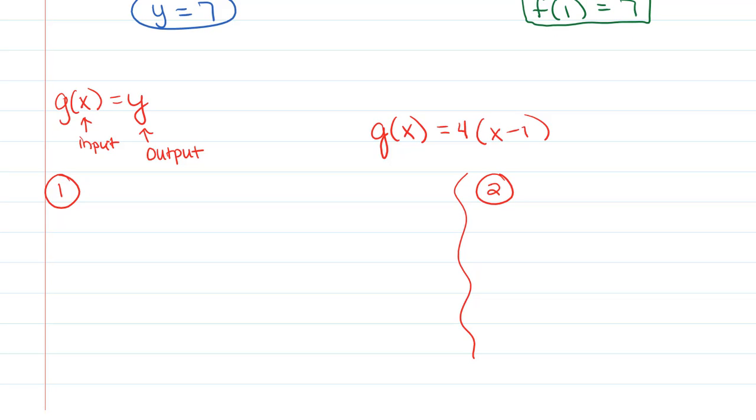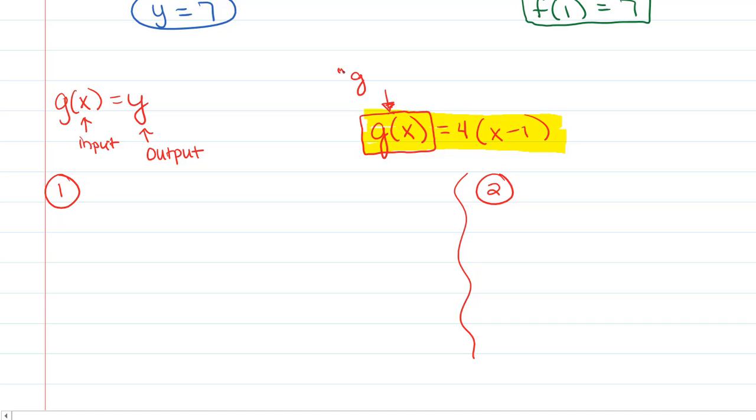Let's take a look at another example. I have a new function here, g of x equals 4 times x minus 1. We want to be careful. Usually when we see parentheses, we think multiplication, but g of x is actually one whole thing there. We're going to keep it all together always. So this is g of x, whereas these parentheses say 4 times x minus 1.